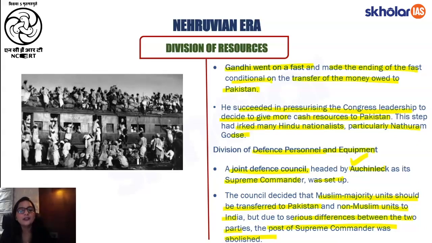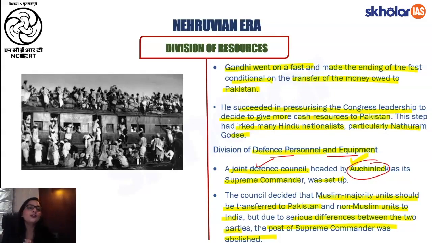Finally, students, we had also spoken about the division of defense personnel and equipment, wherein a joint defense council was created, which was headed by Auchinleck. However, students, again, as a part of this defense council, both the parties, that is India and Pakistan, were not happy with the provisions that were provided as a part of this council, and hence no important decision could be made. And at the same time, the post of the supreme commander, that is Auchinleck's post, was abolished in the end.